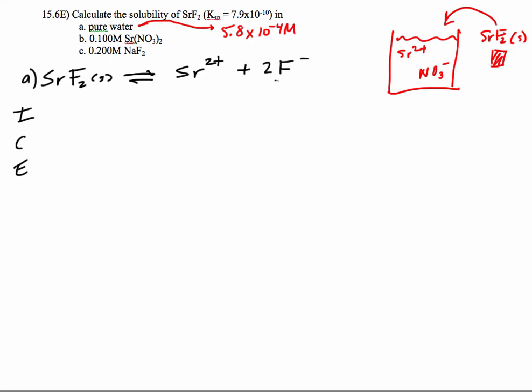To do this problem, I'm going to keep in mind that I have strontium in here already. There are strontium ions in solution. So I'm going to put that 0.100 molar here. This is 0. There's no fluoride ions in solution. Next, I'm going to have the reaction shift to the right because I have no fluoride ions.